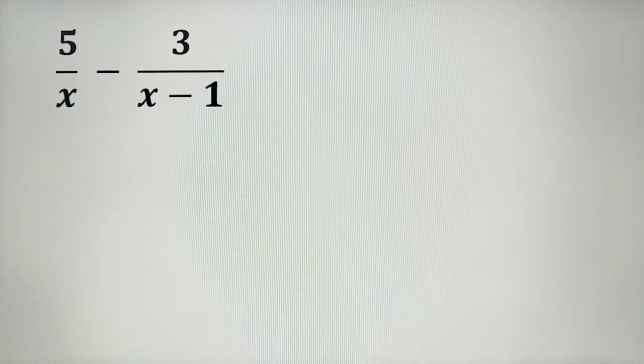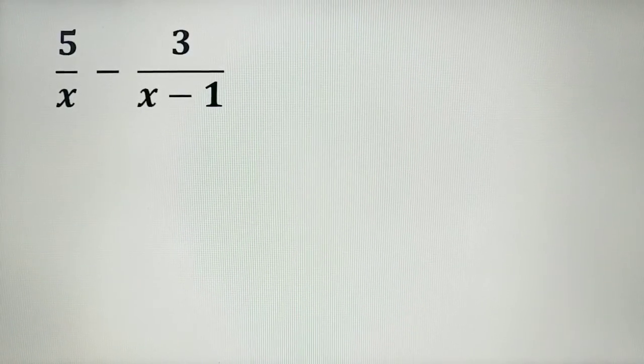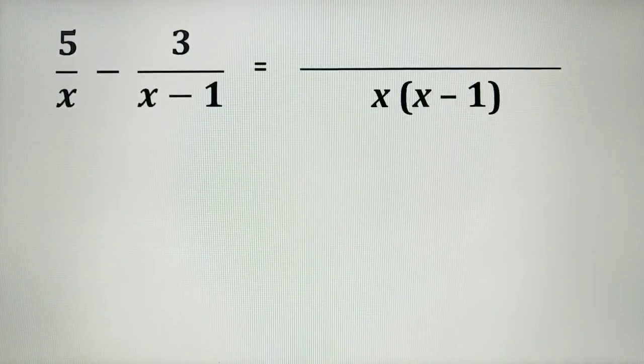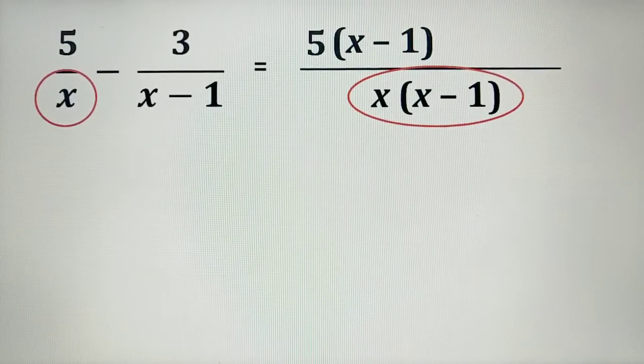This time we have subtraction. 5 over x minus 3 over x minus 1. As you can see, the denominators have no common factor, so we will multiply them to have our LCD. Then we are going to find the new numerator. Let's divide x times x minus 1 by x. The answer is x minus 1. Then we will multiply it to the numerator 5. That's why we have 5 times x minus 1.